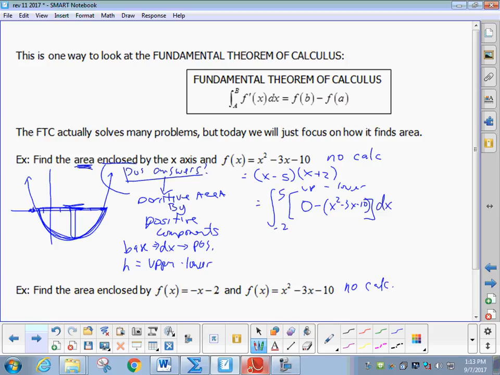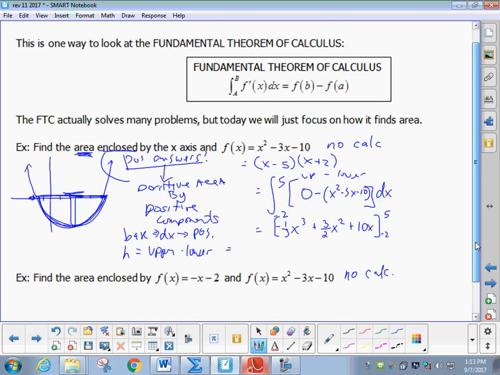-2 to 5. Now, it's not that bad because I don't require you to show the distributing step. You can distribute and integrate in one. When you distribute a negative and you integrate negative x squared, what's the antiderivative? -1/3 x cubed. When you distribute the negative, you get a positive 3x and integrate. What's the antiderivative of positive 3x? 3/2 x squared. And when you distribute the negative, you get a positive 10 and integrate, you get 10x. -2 to 5.